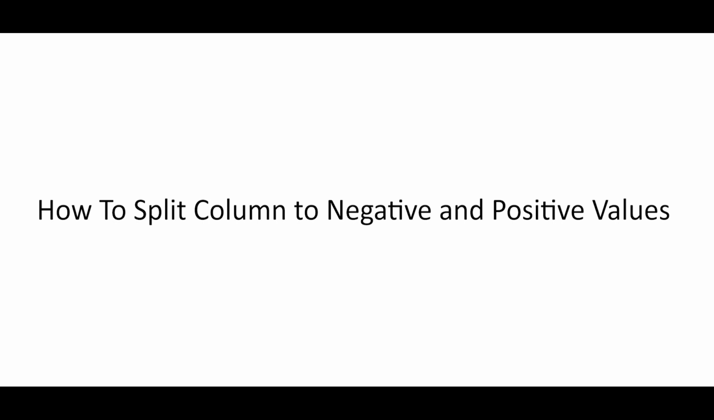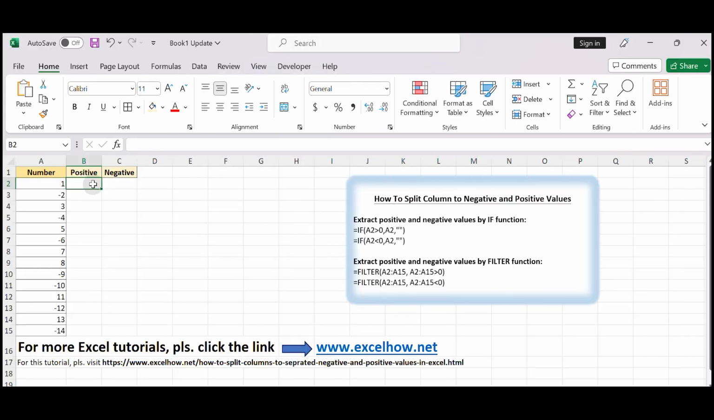How to split column to separated negative and positive values in Excel. To split columns in Excel into separate columns for negative and positive values, you can use Excel's built-in functions and features like IF, FILTER, or a combination of them.